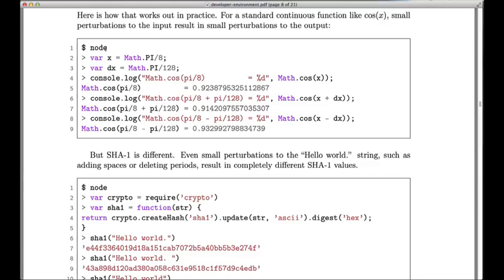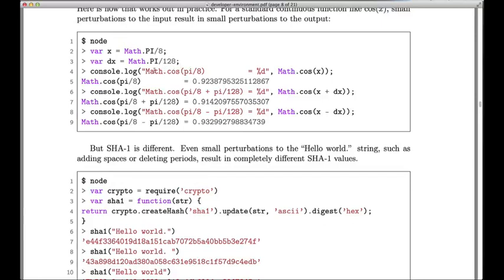So here's a normal function. Let's define x as pi over 8 and dx as pi over 128. Notice we're using the math library that's built into JavaScript. And if we calculate just the cosine of x, that gives us this value. Cosine of x plus dx or x minus dx gives us values that are very close to the initial value of 0.923.